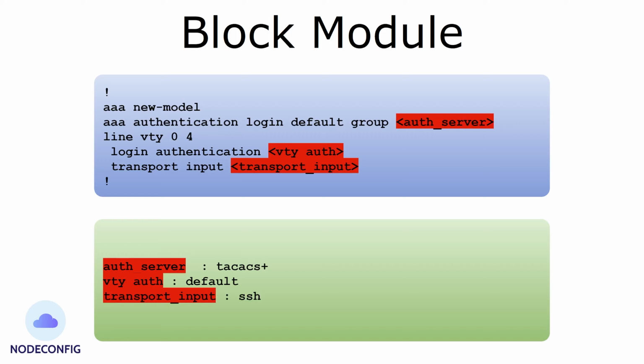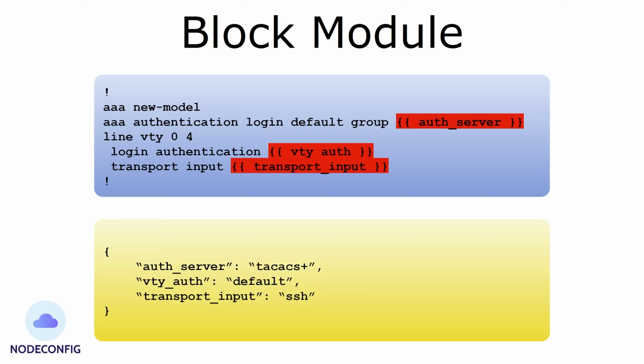Once we have clearly identified the variables, we will construct our Jinja 2 template as shown. To help you visualize programmatically, these parameters are passed into the Jinja 2 template in this JSON object.